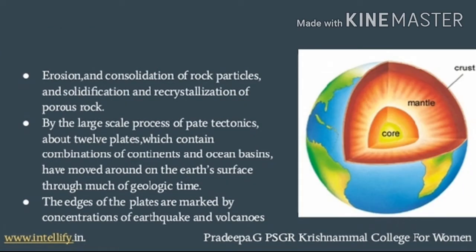Slide 3. Erosion and consolidation of rock particles and solidification and recrystallization of porous rock. By the large-scale process of plate tectonics, about 12 plates which contain combinations of continents and ocean basins have moved around on the Earth's surface. Through much of geologic time, the edges of the plates are marked by concentrations of earthquakes and volcanoes.